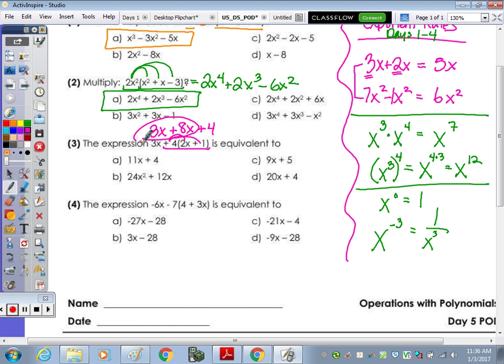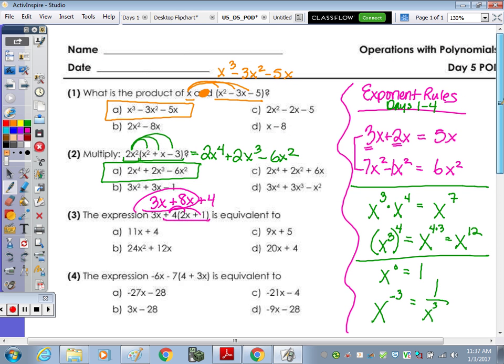Combining our like terms, we hadn't had any like terms in questions 1 and 2 within our answer. Not only do they have to have the same base, but they have to have the same exponent. So this was an x cubed term, an x squared, and an x term, which are not like. An x to the fourth, an x cubed, and x squared are not like. But here, once we multiply, we can now combine our like terms. We don't ever want to write an expression that has terms to be combined. So 3x and 8x is 11x, and the 4 stays.